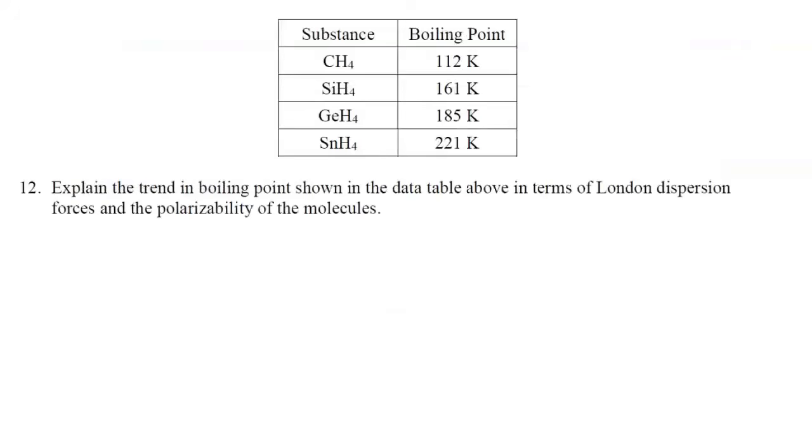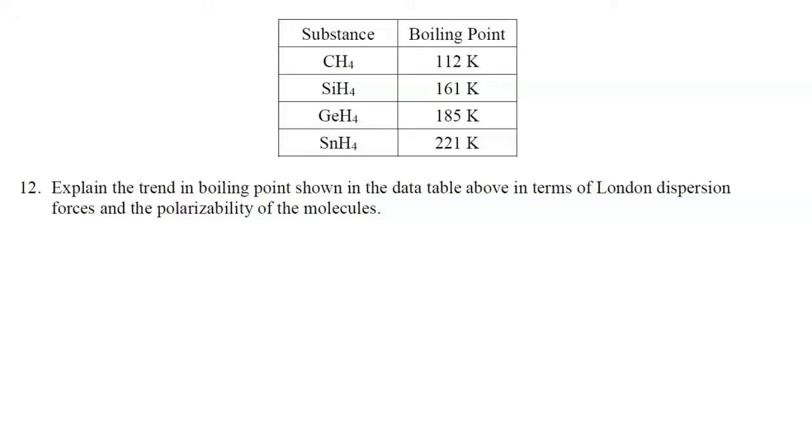All right, let's move on to question 12. Explain the trend in boiling point shown in the data table above in terms of London dispersion forces and the polarizability of the molecules. So each substance in this table, CH4, SiH4, GeH4, and SnH4, are classified as non-polar substances because they have tetrahedral geometry, very symmetrical.